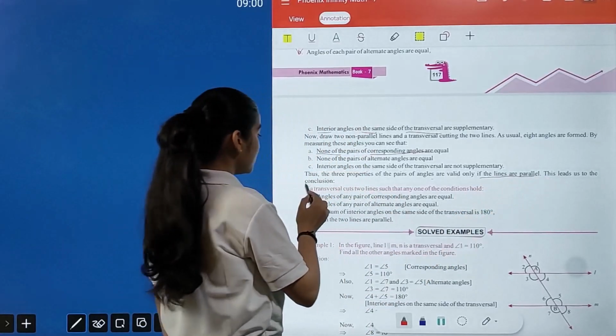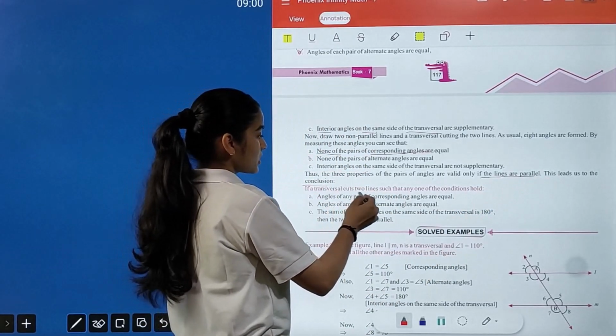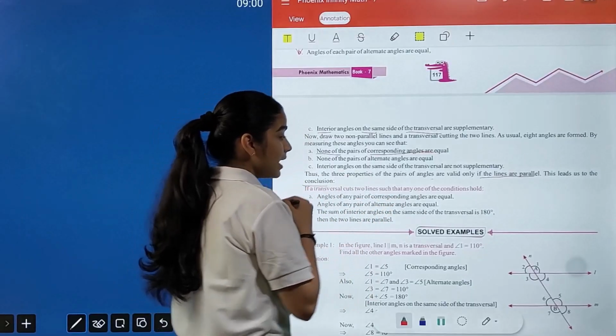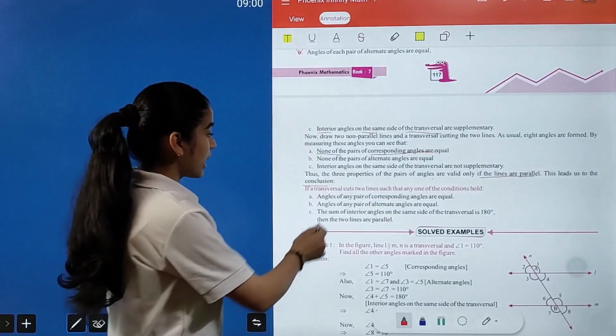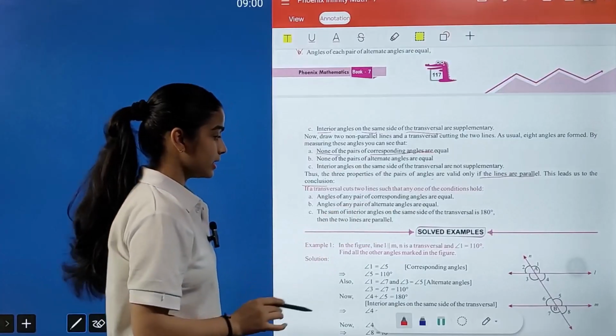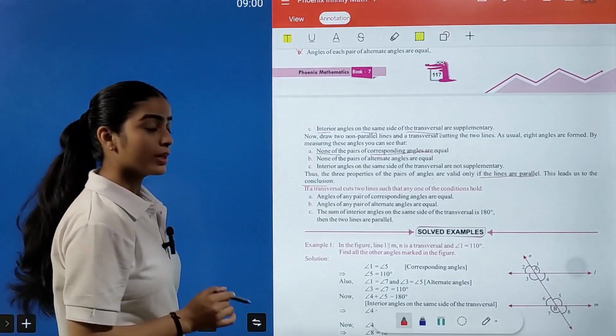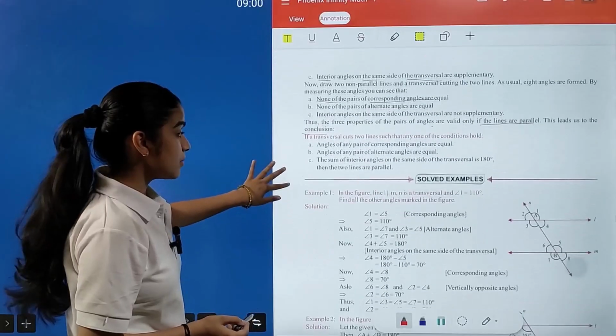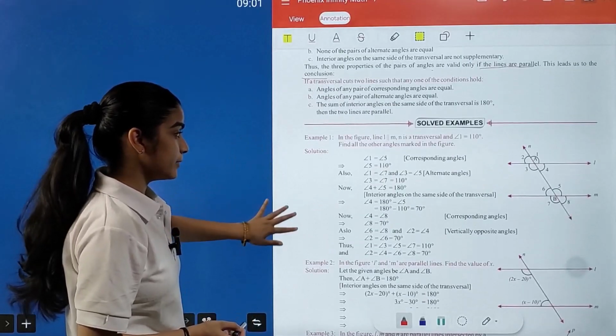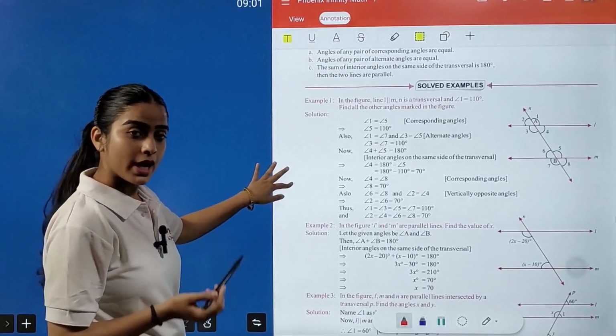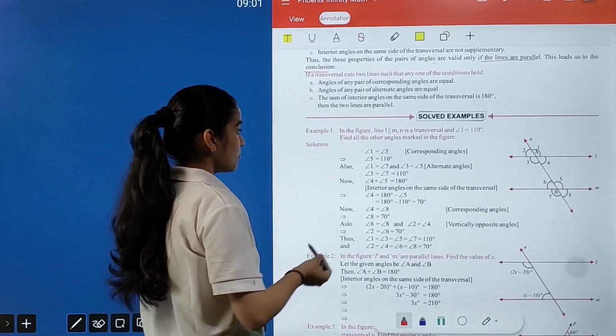This leads us to the conclusion. If a transversal cuts two lines such that any one of the conditions holds, so angles of any pair of corresponding angles are equal, angles of any pair of alternate angles are also equal, and their sum is equal to 180 degrees, then the lines are parallel. So now we have questions, where we have to find the missing angles.